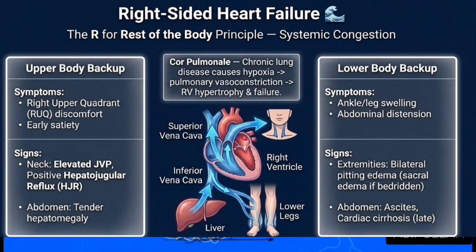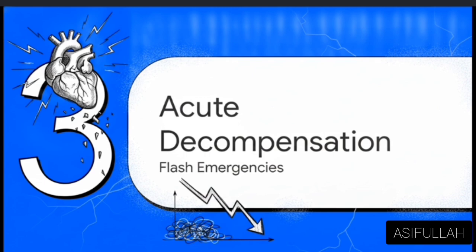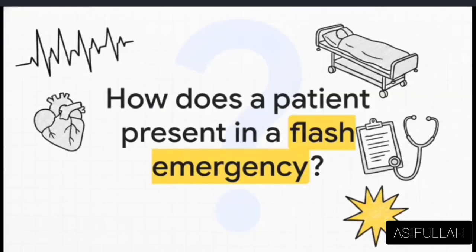All right, Section 3, acute decompensation. Let's cover flash emergencies and progressive decline. Picture this scenario for a second.